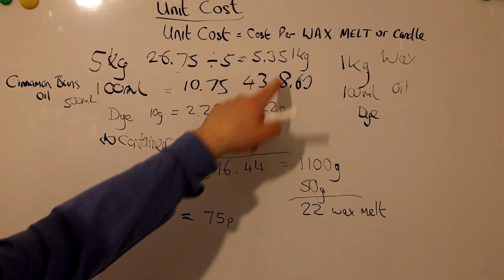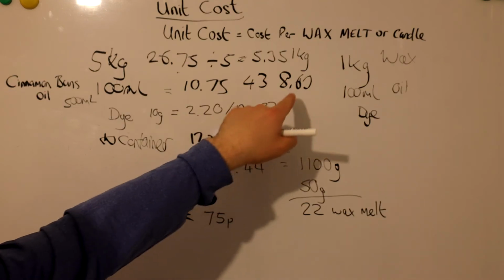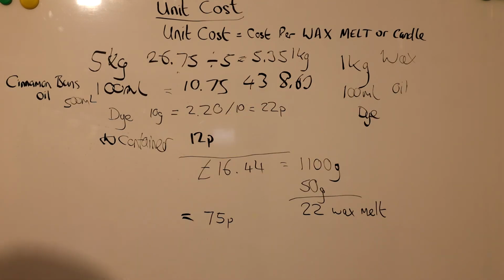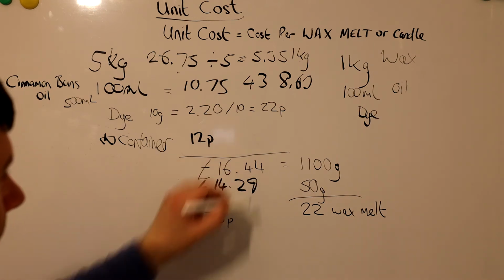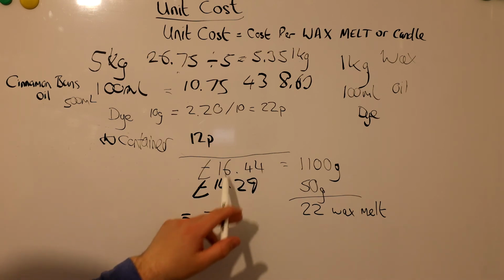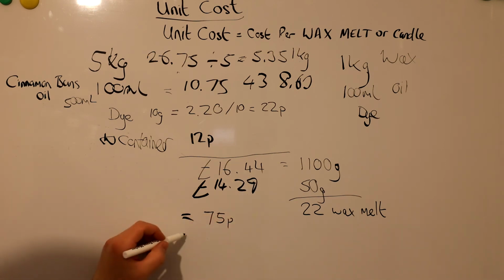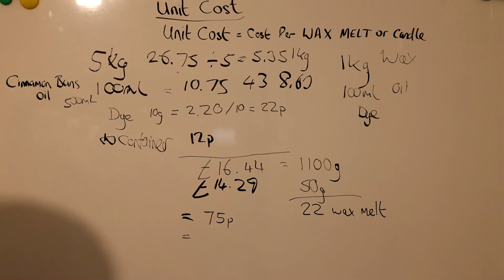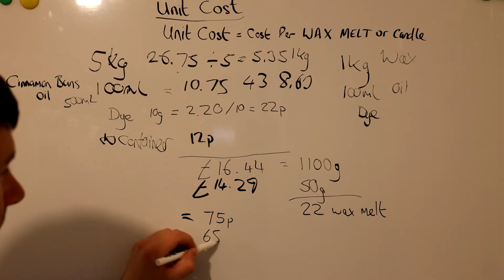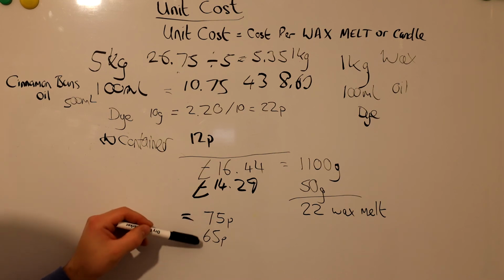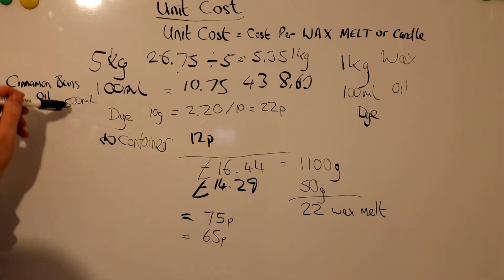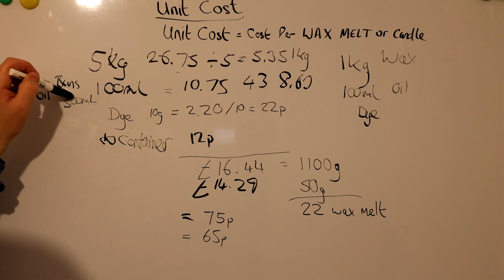So we just add up our totals again, but instead of using £10.75 we use £8.60. So that equals £14.29 now. So now our new total cost is £14.29. Divide that by 22 wax melts is literally 10p cheaper. So it comes in now at 65p. So we've just reduced our cost per wax melt because we've increased our oil and we get it at a much better price.